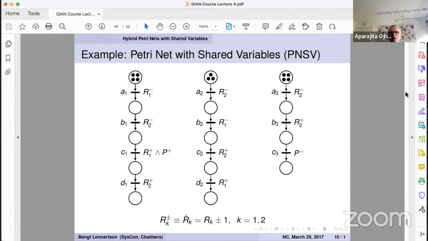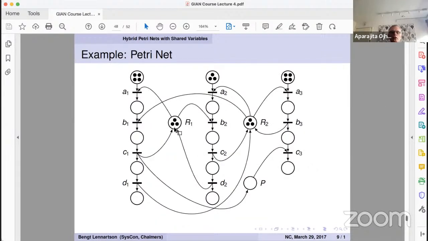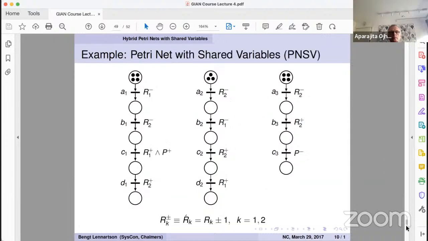You can take away 3 tokens from this R1, and then you cannot make A1 anymore. Or if you have made 2 A1 and 1 B2, then R1 is also empty. So then R1 is 0, and you cannot make R1 minus anymore. And that is, so to say, the typical restriction, which is built into this framework.